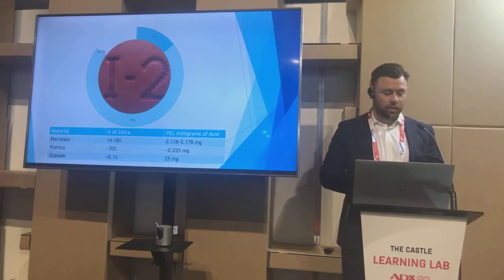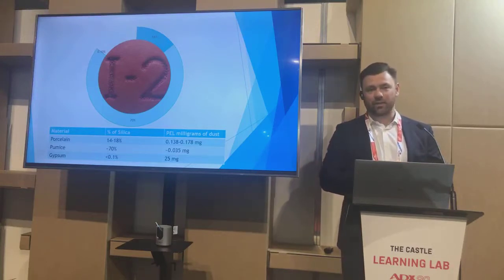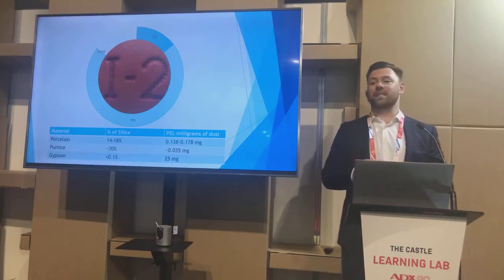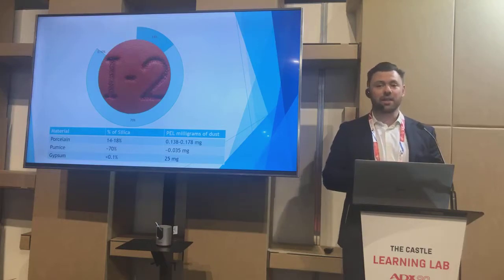So pumice is the next thing. It's 70%. So that's 0.035 micrograms. That's even smaller, and that's such a small amount. You barely touch the pumice, and that dust has 70% silica dust. So you have a high chance of reaching that threshold immediately.